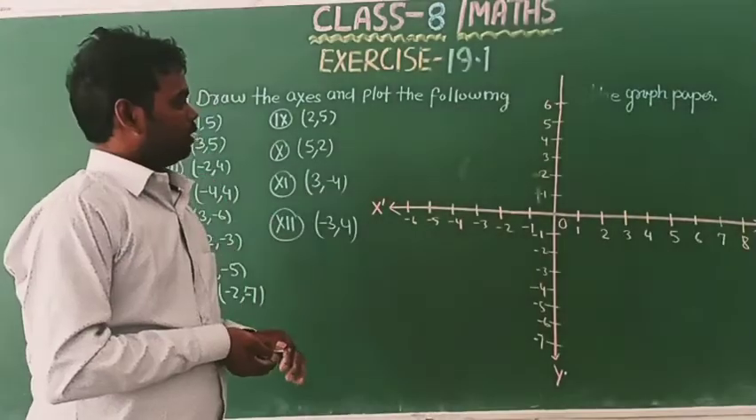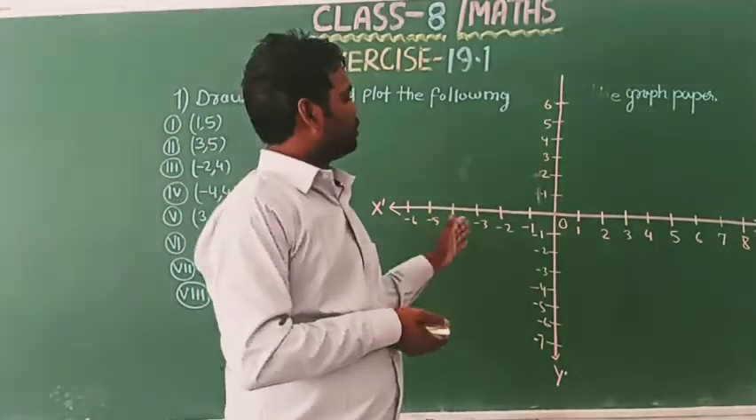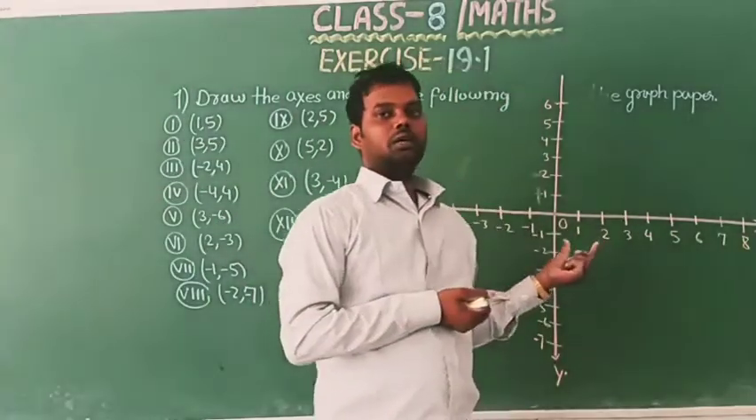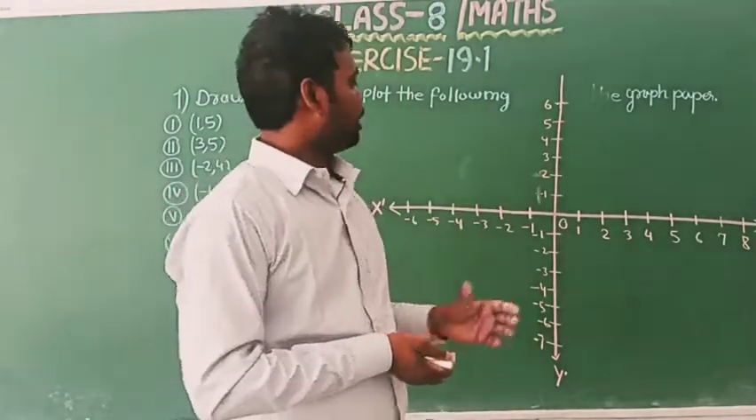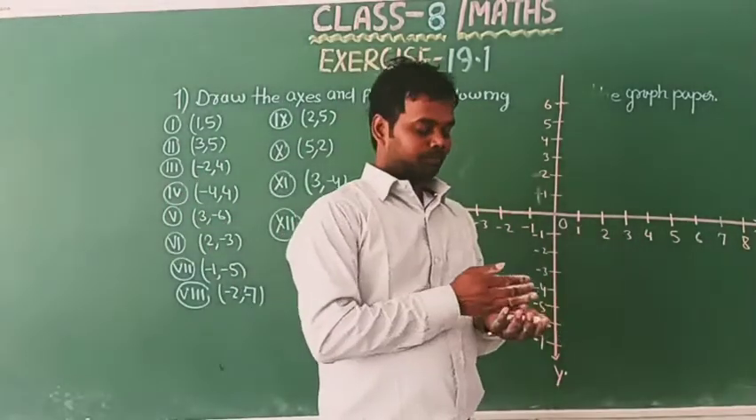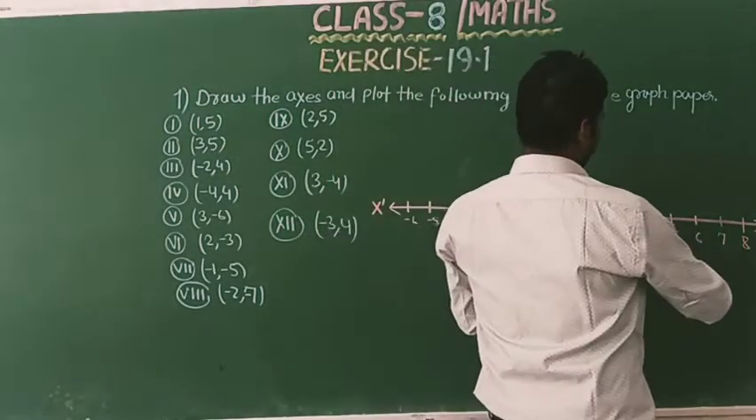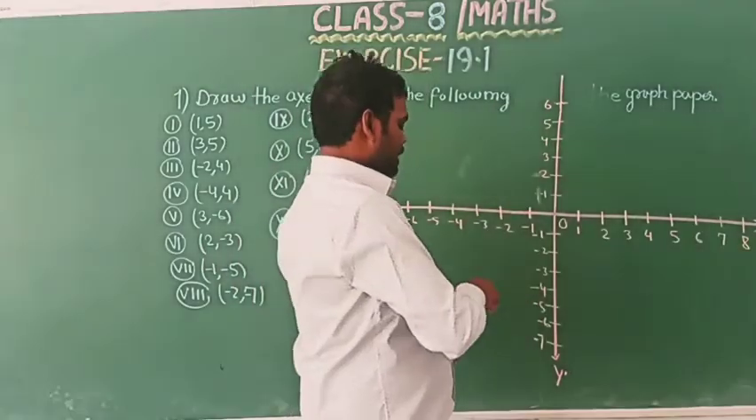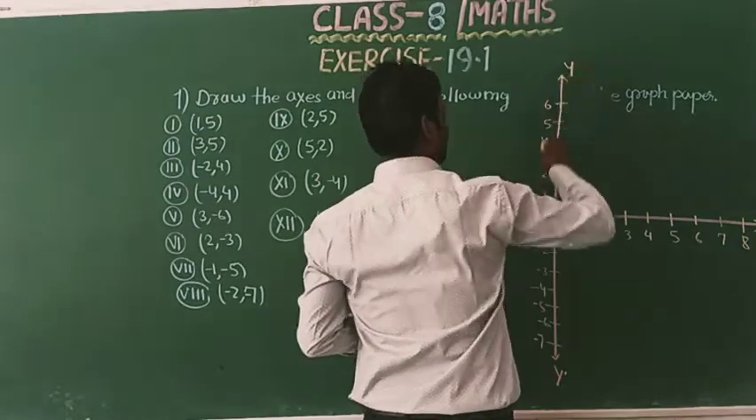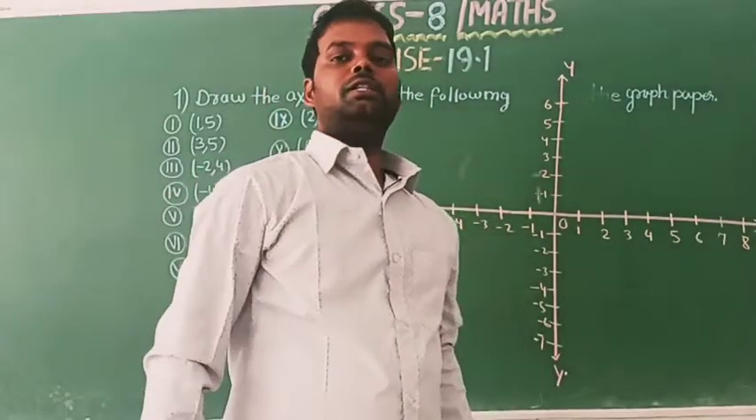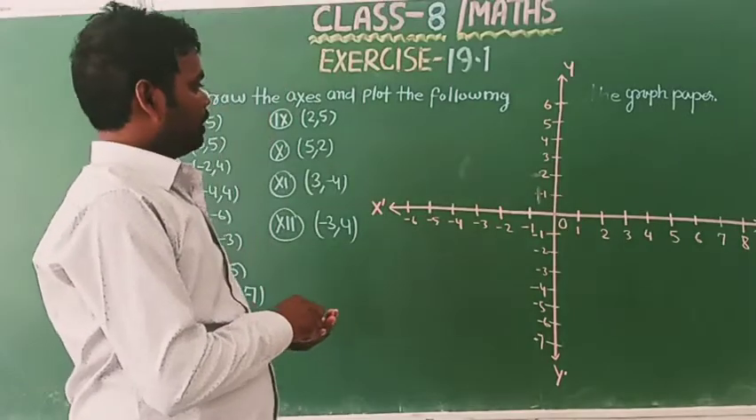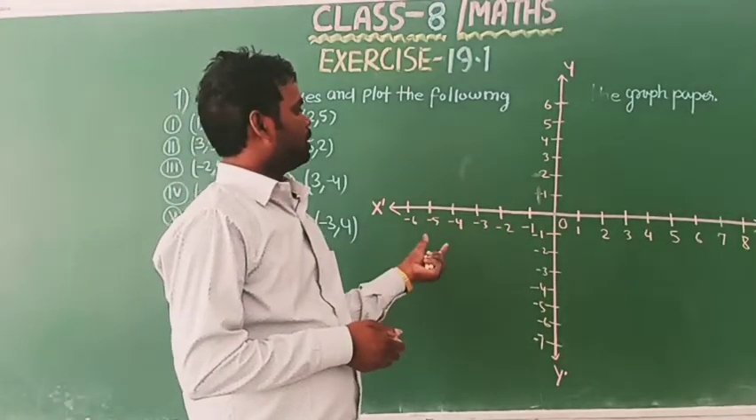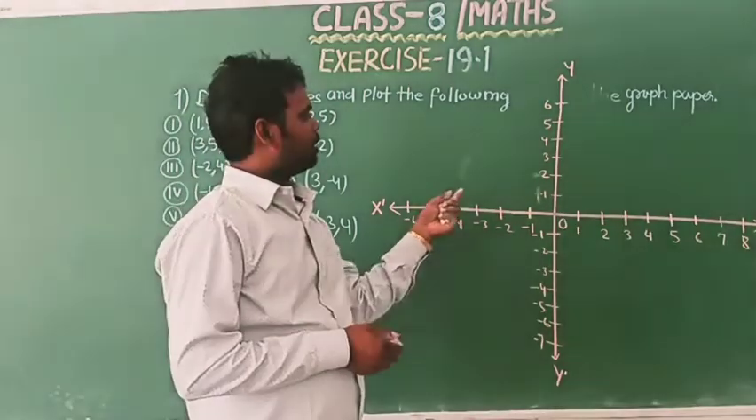So dear children, in your graph first draw the coordinate axes and mark 1 unit per square. Along OX the distance is positive and along OX dash it is negative, and similarly above the origin along Y it is positive and below, along Y dash, it is negative. So this is the coordinate axes. We have marked 1 unit, negative units and positive units.